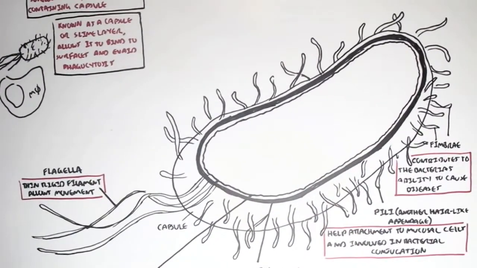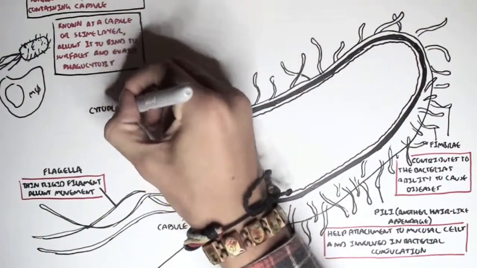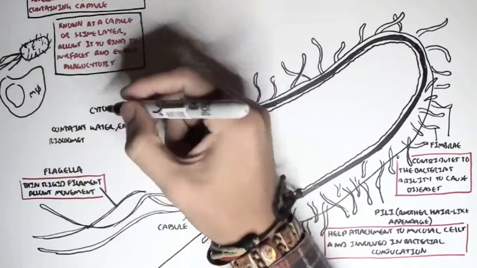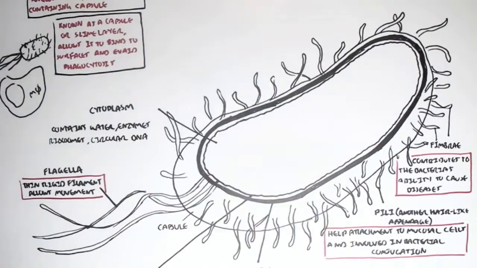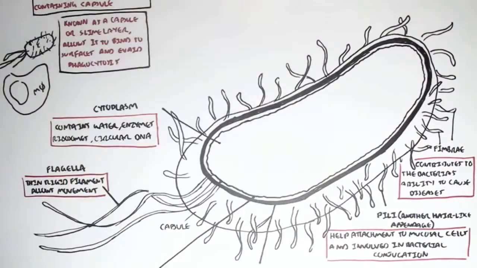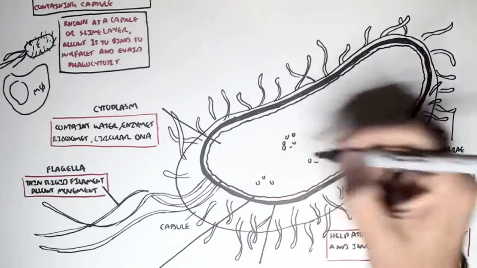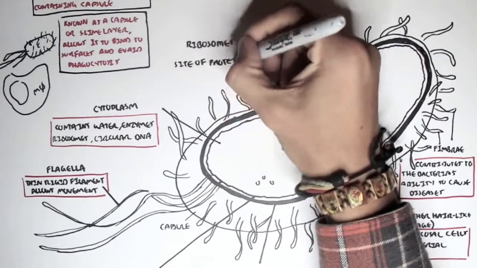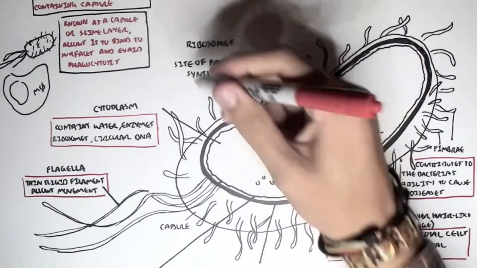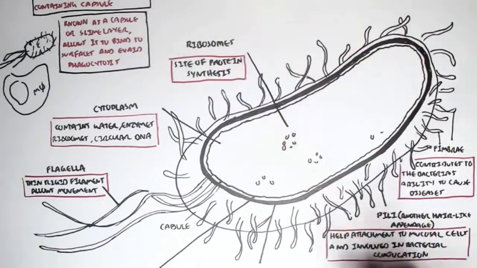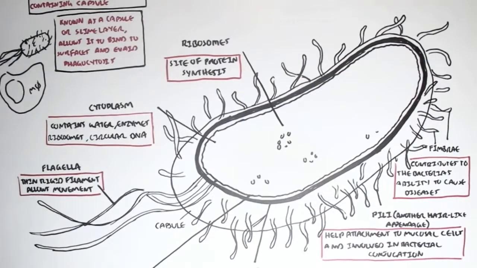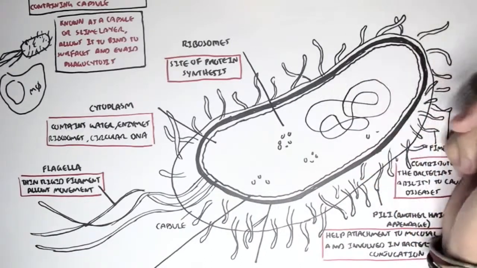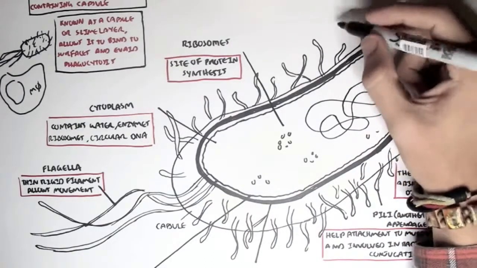So now that we know about the layers the bacteria has, let's look at the cytoplasm of a bacteria. Cytoplasm contains water, enzymes, ribosomes, and circular DNA. And this is the fundamental difference between a bacteria and a eukaryote, or human, for example. So ribosomes are, as we know, the site of protein synthesis, and they can be found all around the cytoplasm here.